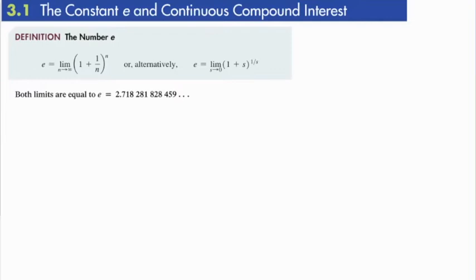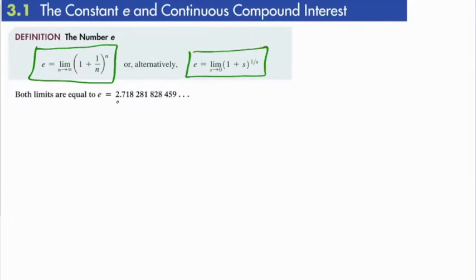This is Applied Calculus, Section 3.1, the constant e and continuous compound interest. We begin with the definition of the number e. Notice that e is expressed as a limit as n goes to infinity of (1 + 1/n)^n. And then they give an alternative definition of the value for e.